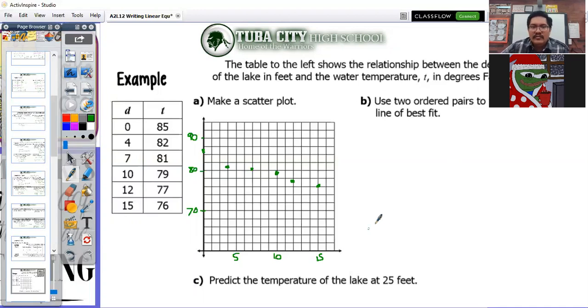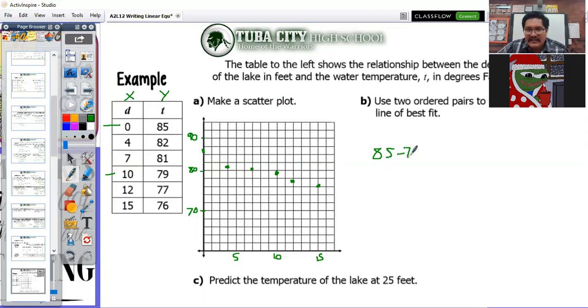So it says here to use 2 ordered pairs to find a line of best fit. So I'm going to use this one and this one just because 0 and 10 is a pretty good way to measure it. And I'm going to relabel these as X and Y because the input is how deep it is. So maybe we're putting a thermometer on the end of a string and we measure out 10 feet and we get the temperature, right? Something like that. But anyway, the input is the depth. So the output would be 85.